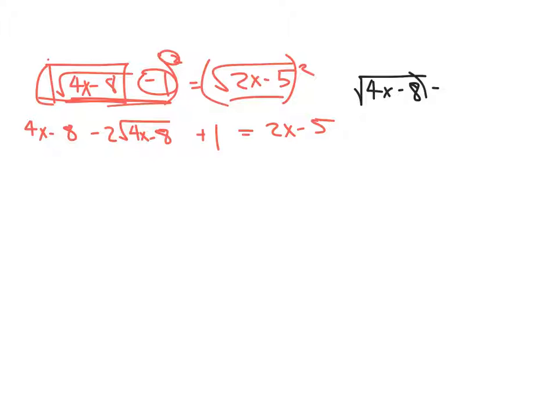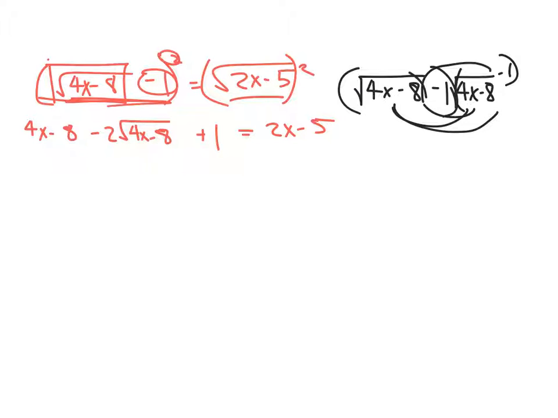That should be a square root of 4x minus 8, minus 1 times the square root of 4x minus 8, minus 1. Multiply those together using the FOIL method, and you will get the same answer that I did here. First, outer, inner, last. Okay, so anyway, let's pull as much of this stuff as we can over to the other side.